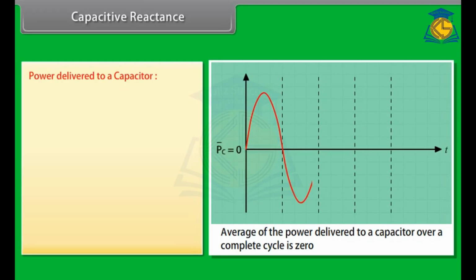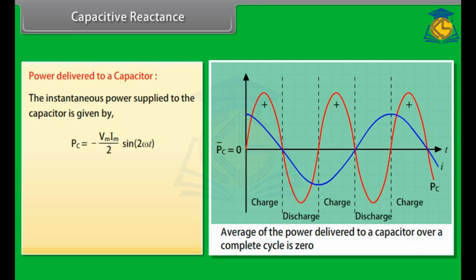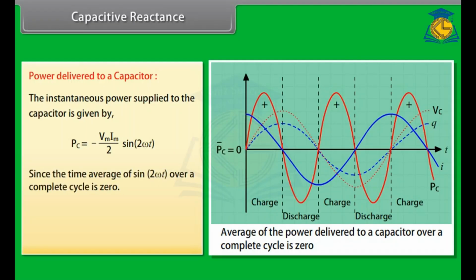Power delivered to a capacitor. The instantaneous power supplied to a capacitor is given by Vm Im upon 2 multiplied by sin 2 omega t. Since the time average of sin 2 omega t over a complete cycle is 0, therefore, the capacitor power is equal to 0.